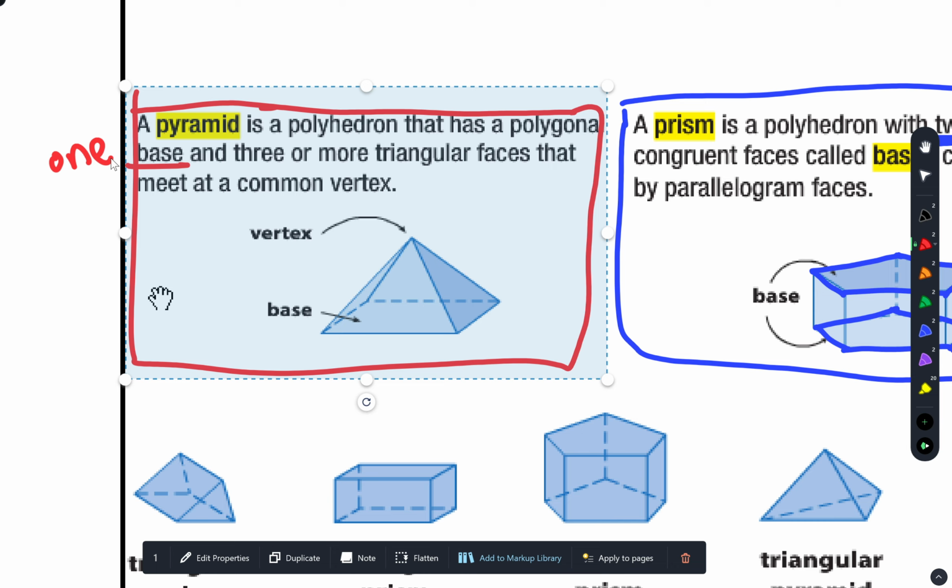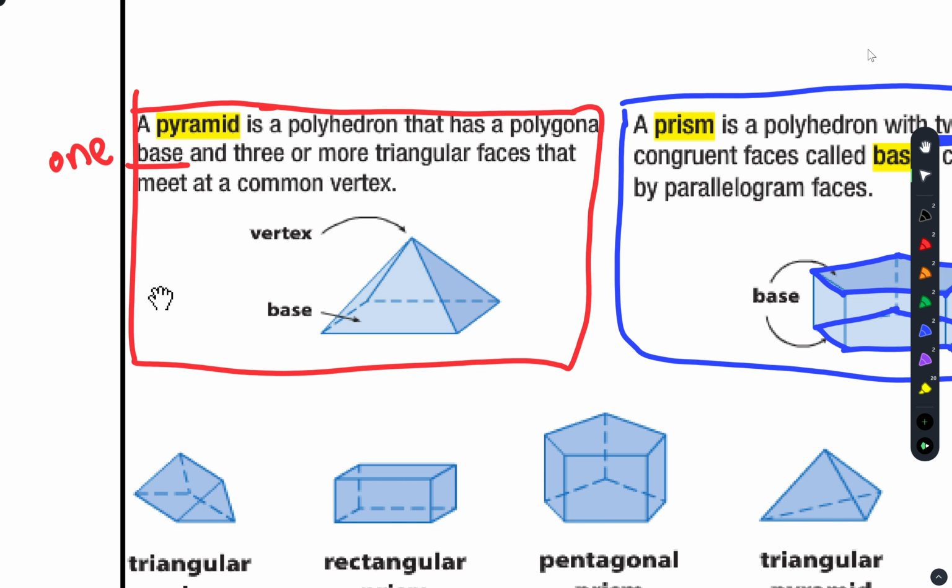Again, for a pyramid, these bases can be any shape you want. Oftentimes, triangles, squares, hexagons, pentagons, whatever shape of base you want to see. There is one of them, and then it comes to a point up at the top. We call that the vertex.